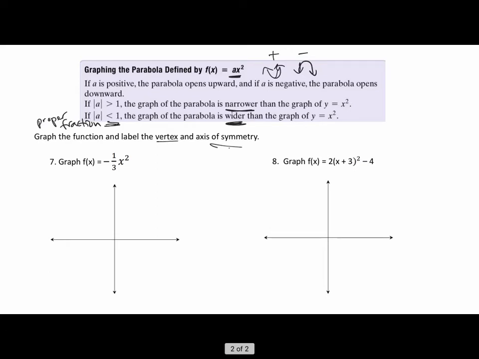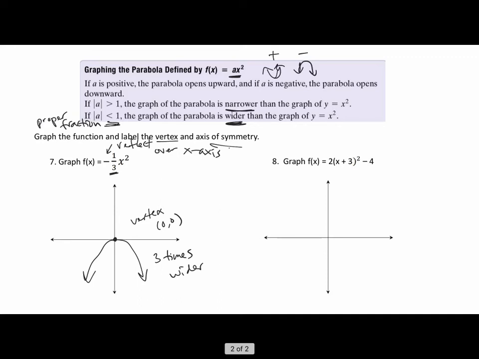So let's graph these examples here. Label the vertex and the axis of symmetry. For 7, f of x is negative 1/3 x squared. So there's two things going on. There's a negative, which is a reflection over the x-axis. And there's the 1/3. So 1/3 is going to make it wider. It doesn't change the vertex because there's no shifting left, right, up, or down. So the vertex is the same, 0, 0. We're reflecting and we're making it wider; it's only 1/3, so 3 times as wide as normal.